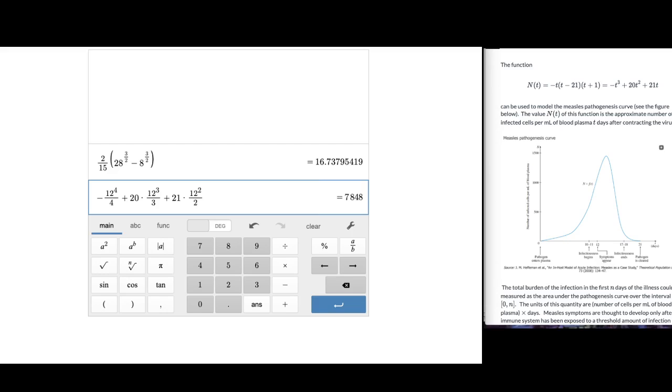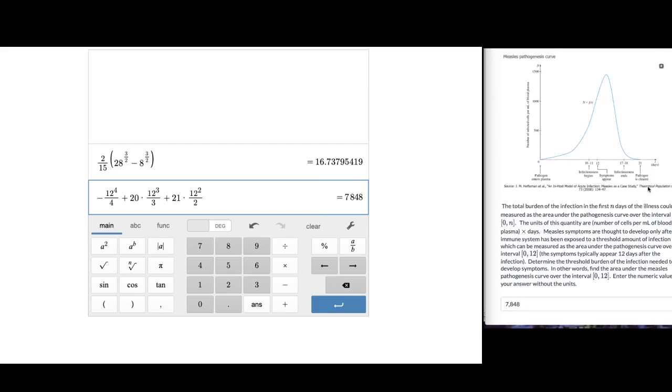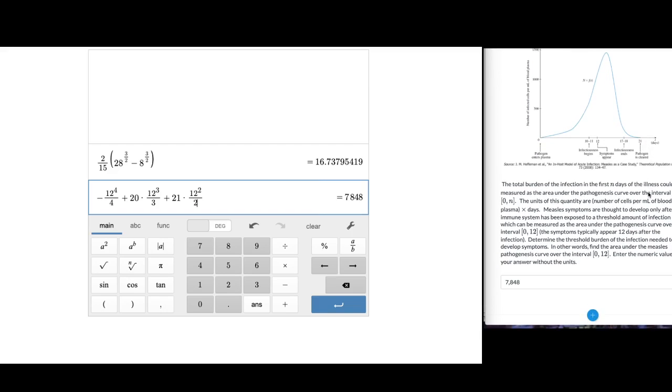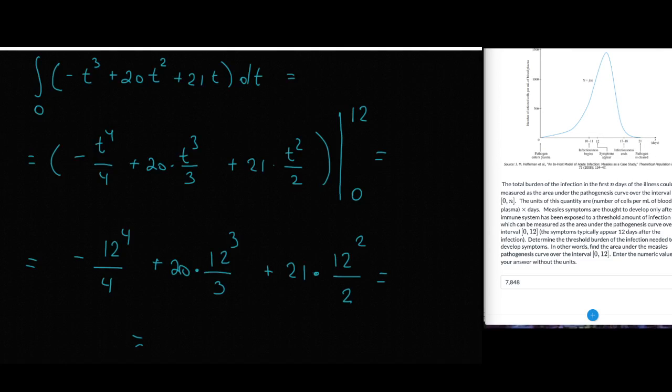And we find that this integral equals 7,848. And that is the correct answer for this problem. 7,840.